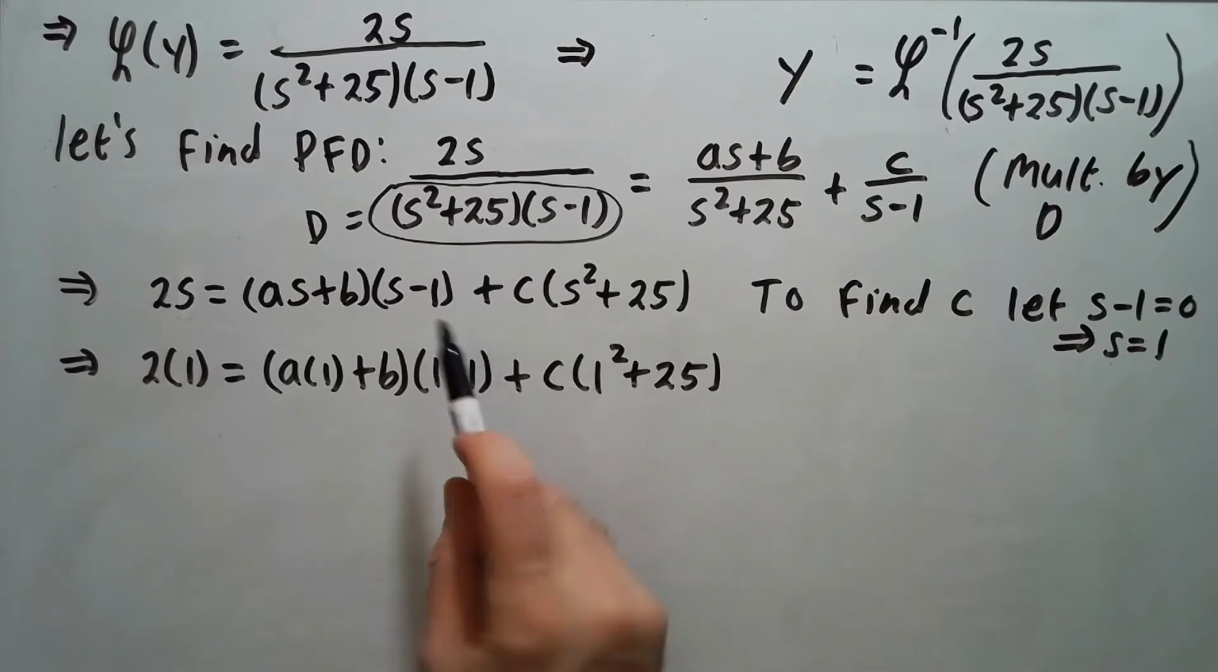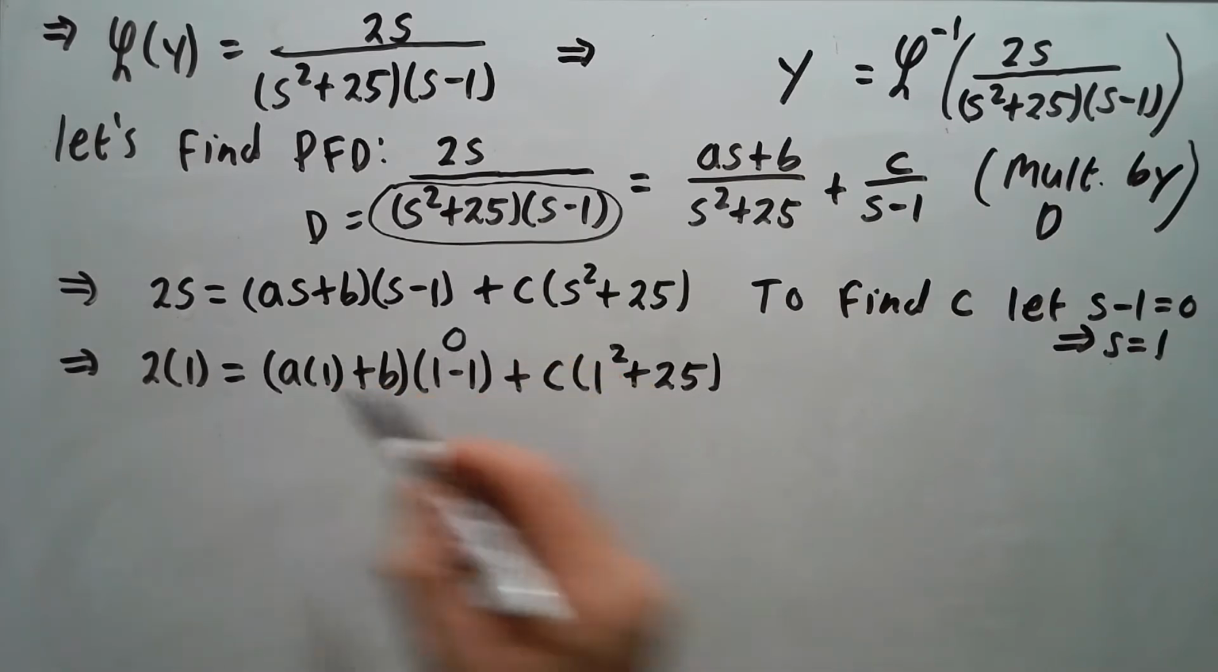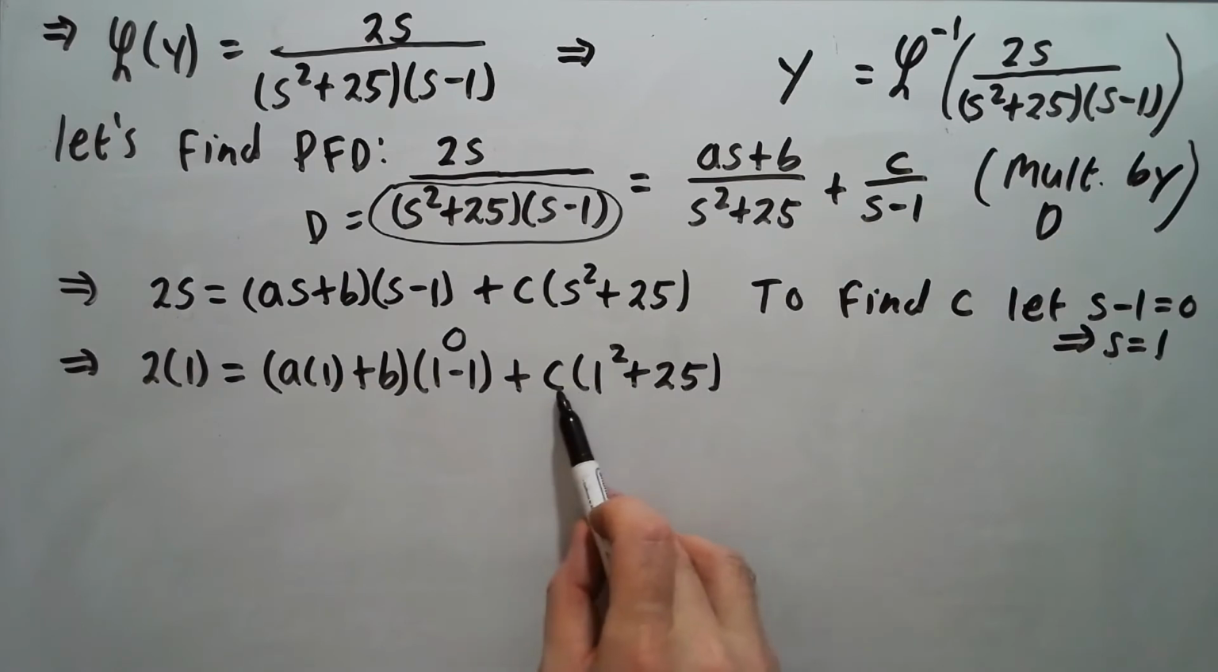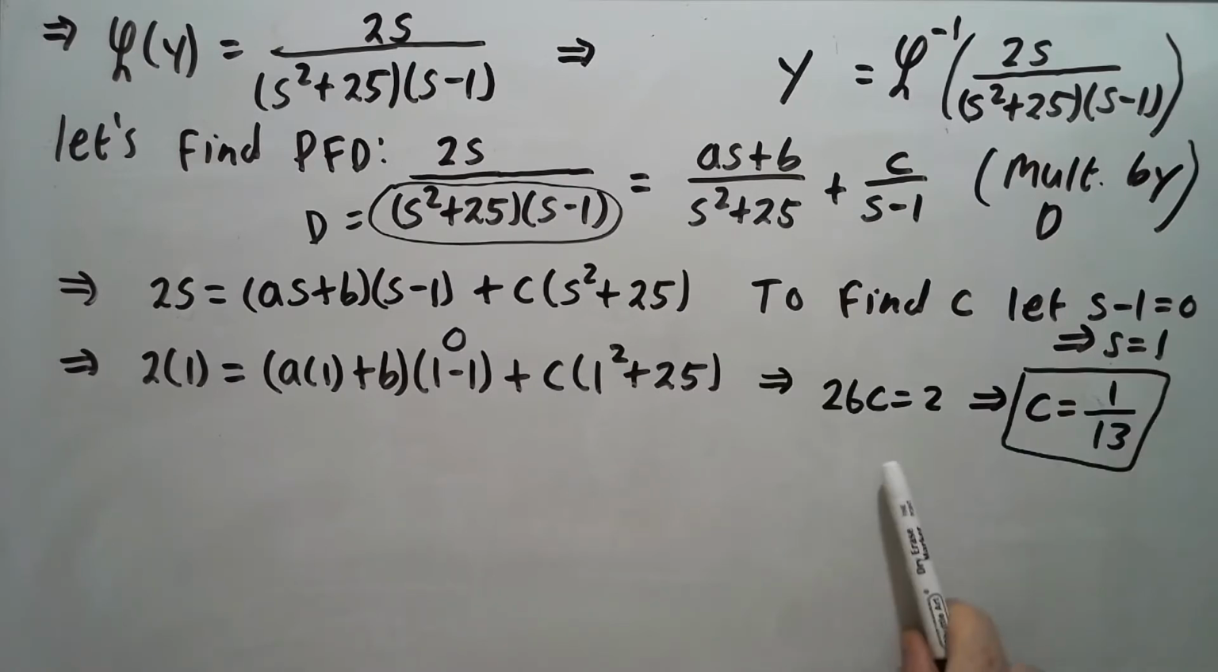This is 0 right here. Just going to make that whole part 0. It'll be 26c equals 2. Okay, so yeah, 26c equals 2. Solving for c then will be 1 over 13. Okay, so I know that c is 1 over 13 here.